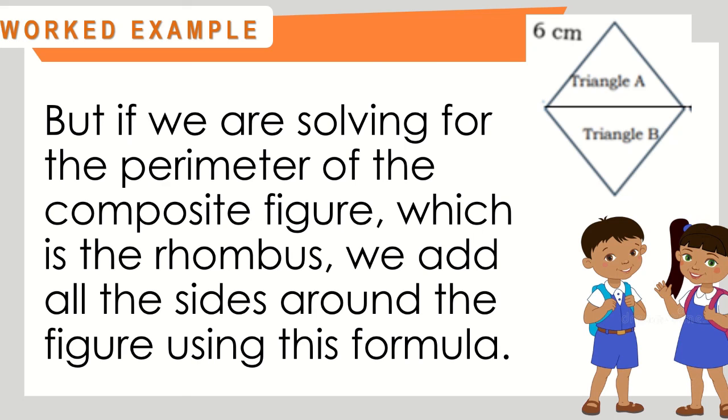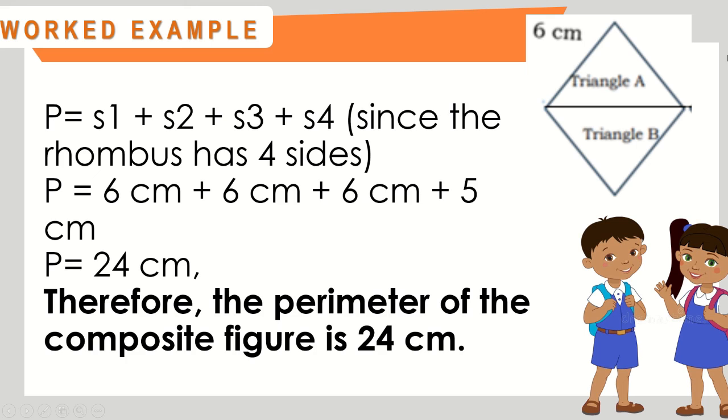But if we are solving for the perimeter of the composite figure, which is the rhombus, we add all the sides around the figure using this formula. P is equal to S1 plus S2 plus S3 plus S4, since the rhombus has 4 sides. P is equal to 6 cm plus 6 cm plus 6 cm plus 5 cm. P is equal to 24 cm. Therefore, the perimeter of the composite figure is 24 cm.